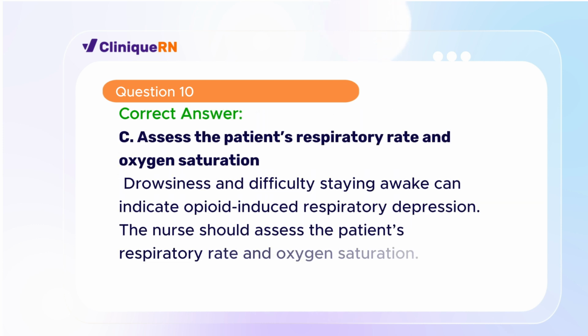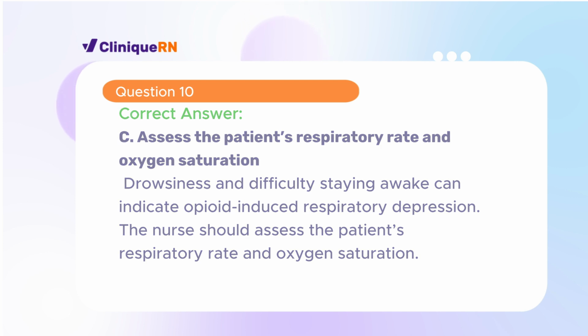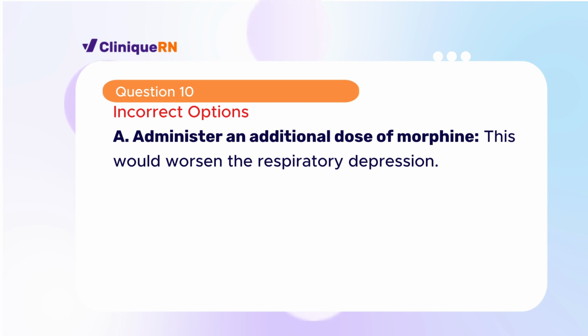The correct answer is C. Assess the patient's respiratory rate and oxygen saturation. Rationale for correct answer. Drowsiness and difficulty staying awake can indicate opioid-induced respiratory depression. The nurse should assess the patient's respiratory rate and oxygen saturation. Rationale for incorrect answers. A. Administer an additional dose of morphine. This would worsen the respiratory depression.